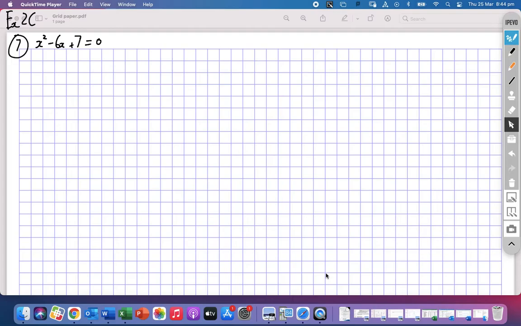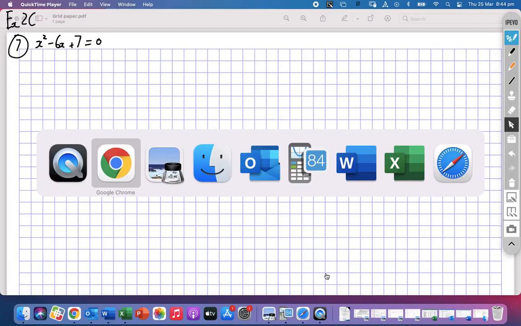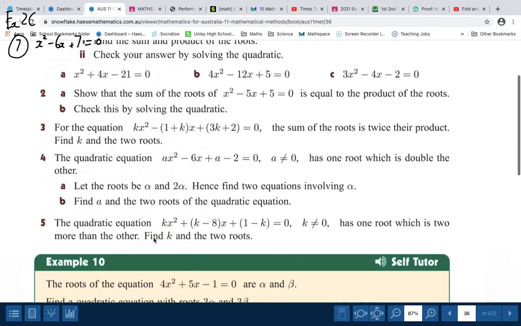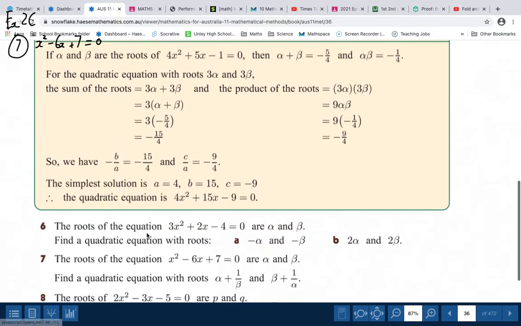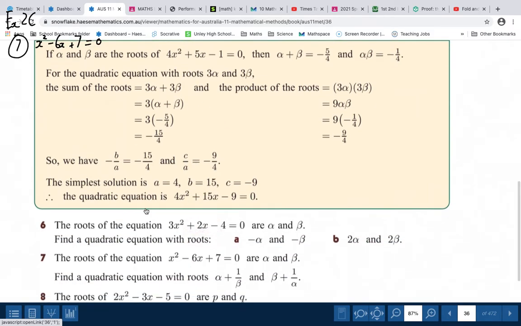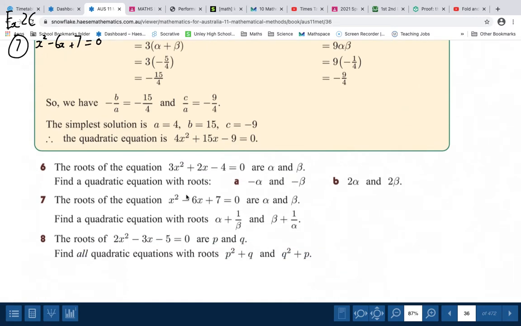Okay. So, 2C question 7. Now, I've decided to skip question 6 because you've got this nice example here. So look at example 10, then that should help you do question 6. So I thought I'll do 7 and 8 for something that's a little bit different.